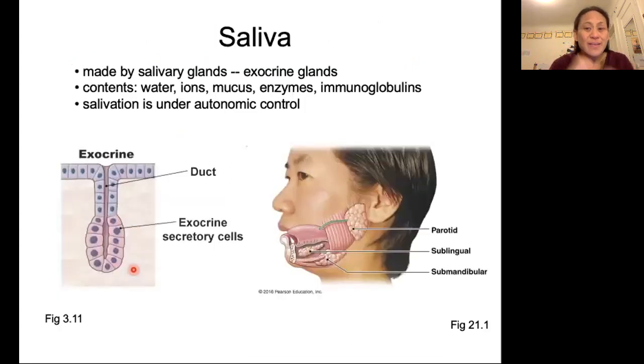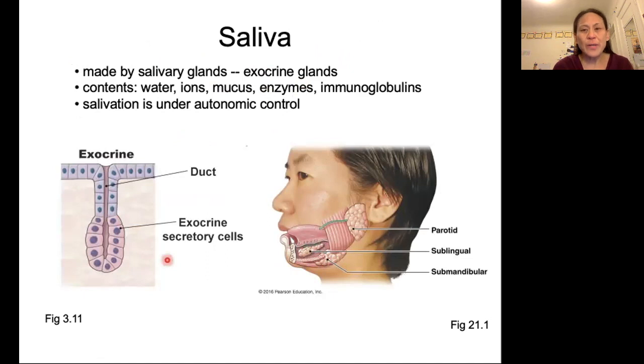Once food does enter the mouth, we encounter saliva. So I want to spend the next couple slides telling you a little bit about saliva. Saliva is made by the salivary glands. We have three of them. You can see them here. One, two, three. The salivary glands are exocrine glands.